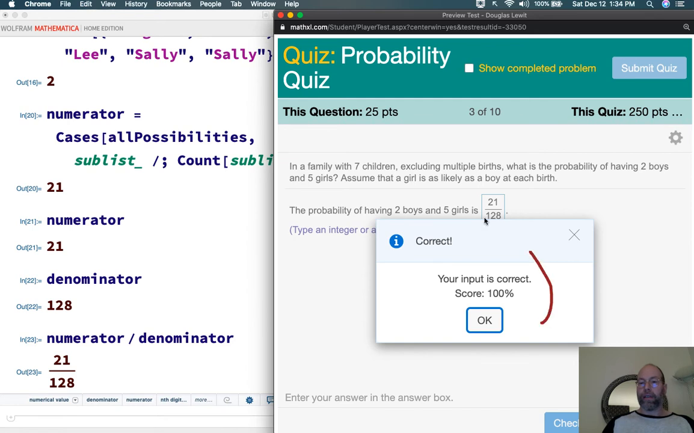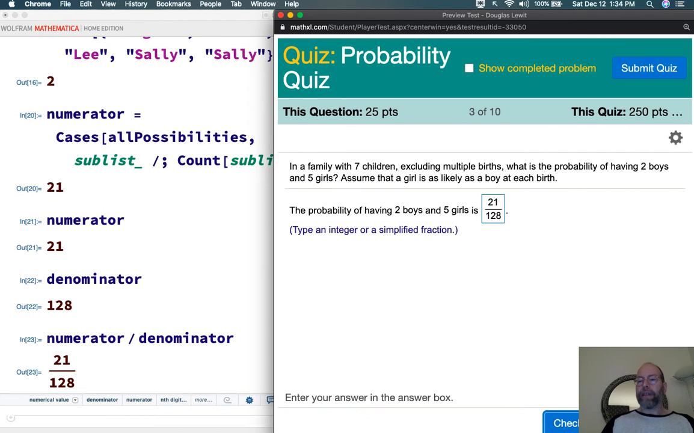So that problem's maybe a little complicated, but I don't think it's that bad. It's really not that bad. Let's move on to the next problem.